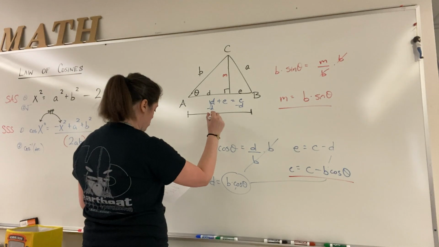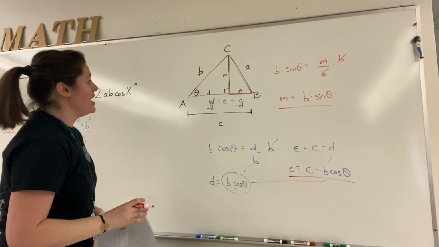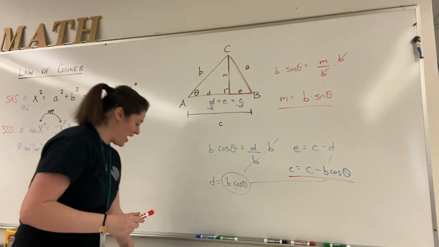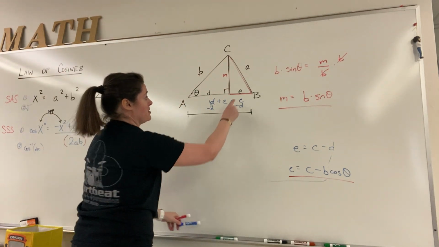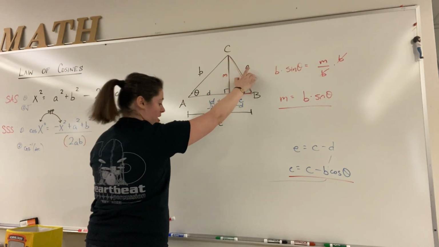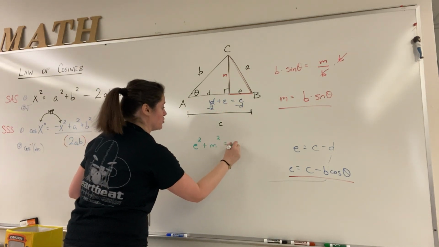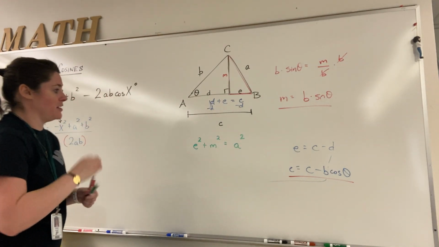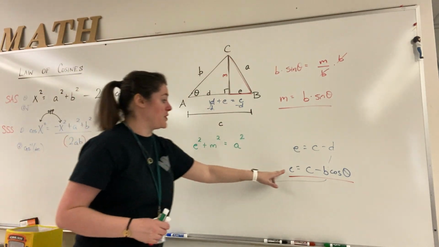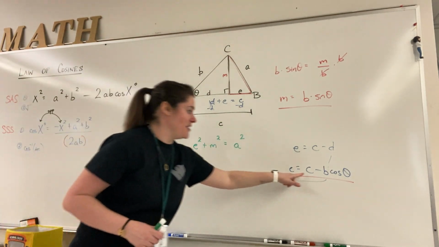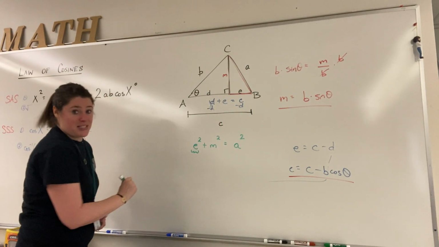This is where I'm going to switch and look at this right triangle that we really haven't done anything with. And I'm going to write the Pythagorean equation with that. So if I were to do that, I've got my E leg, my M leg, and my A hypotenuse. So E squared plus M squared is equal to A squared. Okay, so that's why I kept these things on the board, because now we have something that we can replace E with, the equivalent expression of C minus B cosine theta. So that's going to take the place of E.